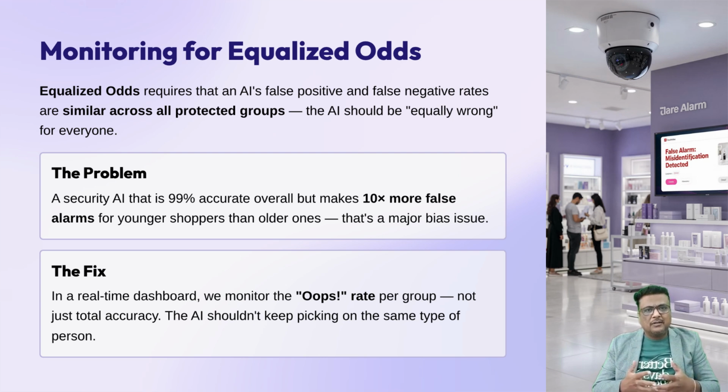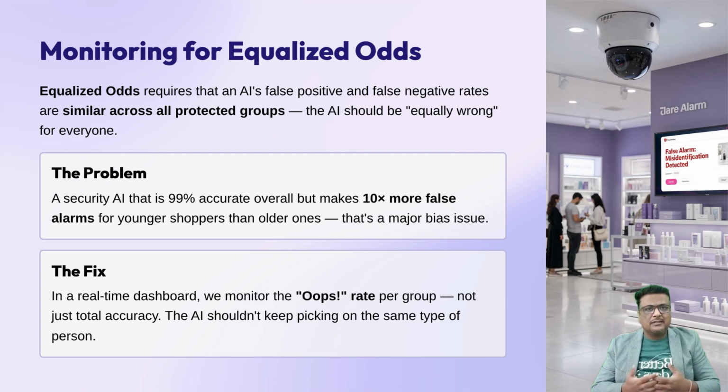Let's break this down together. Imagine a security AI that flags suspicious behavior in a store. If the AI is 99% accurate overall, but it makes 10 times more false alarms for younger shoppers than for older ones, that is a huge bias issue. In our real-time dashboard, we don't just look at the total accuracy, we look at the oops rate for different groups. If the AI is going to make a mistake, it shouldn't keep picking on the same type of person.